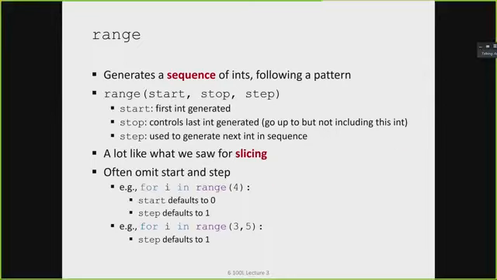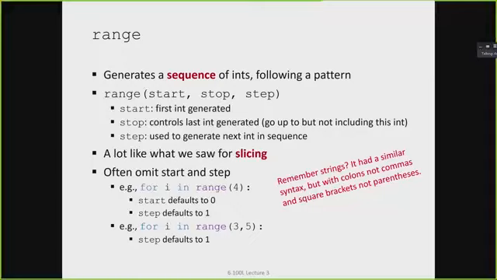This should seem familiar to you, right? Because we've seen something like this when we were doing strings. Except that we weren't using parentheses, we were using square brackets, and we weren't using commas, we were using colons. But it's the exact same idea. Here we're generating numbers, actual integers that we want a loop variable to take on. So if we omit start and step, start by default is 0 and step by default is 1. If we omit step, by default it will be 1.